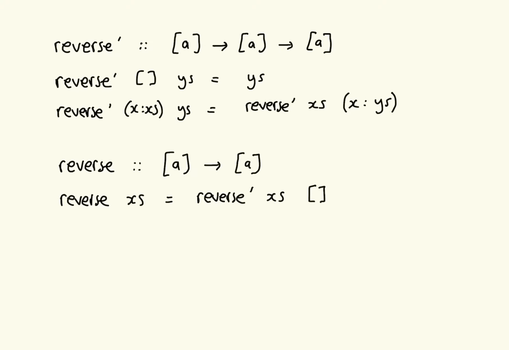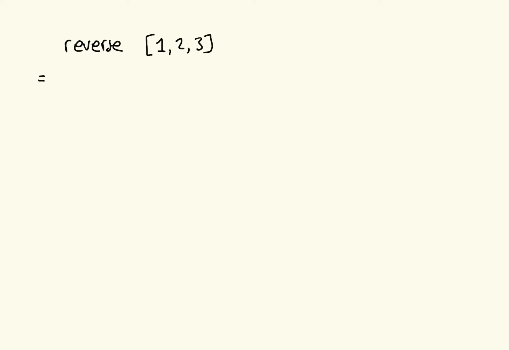So what we can do now is a little example of this. We could try what's going to happen if we reverse a list such as 1, 2, 3. We go to our definition of reverse, which says if you want to reverse a list, you just call reverse prime and pass in the list and the empty list. So we get reverse prime, then 1, 2, 3, and then the empty list.